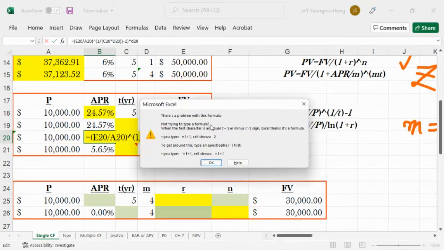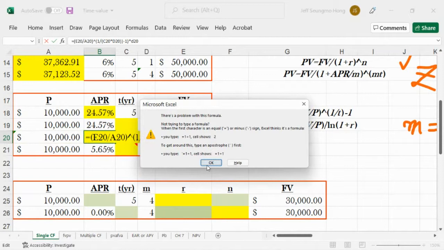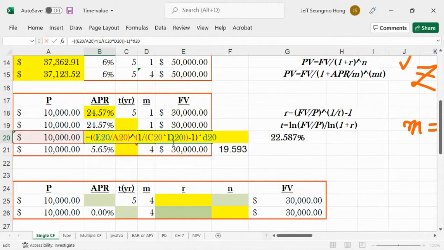Oh, F22. There was not, why did it have? It was 1. Why? Okay. The whole thing times D20. Why? Oh, I have to, okay. Yeah, that was why.